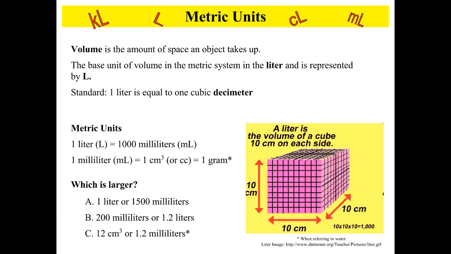So 1 liter is equal to 1 cubic decimeter. A cubic decimeter would be a box that was 10 by 10 by 10 centimeters. That's equal to 1 liter.